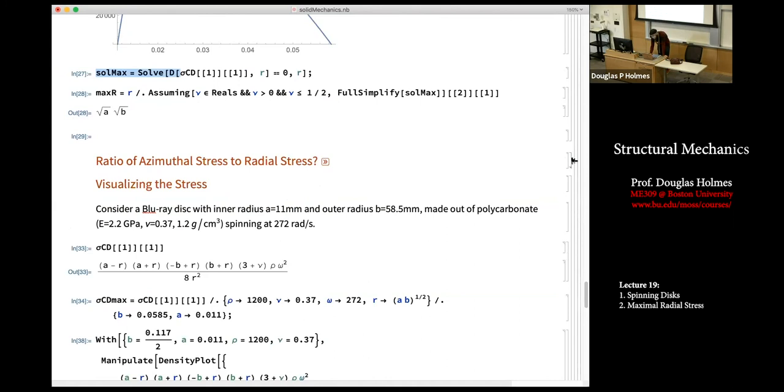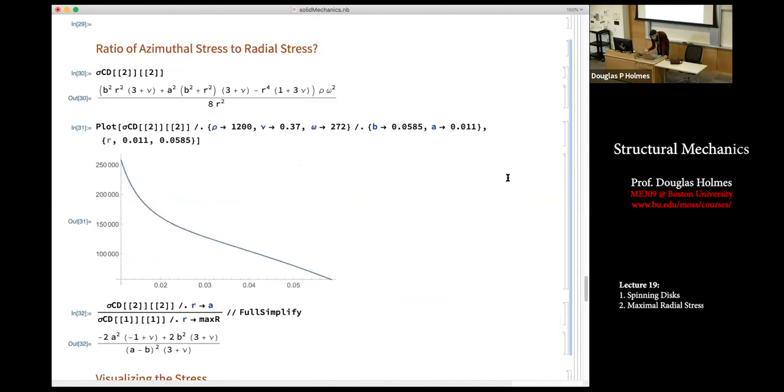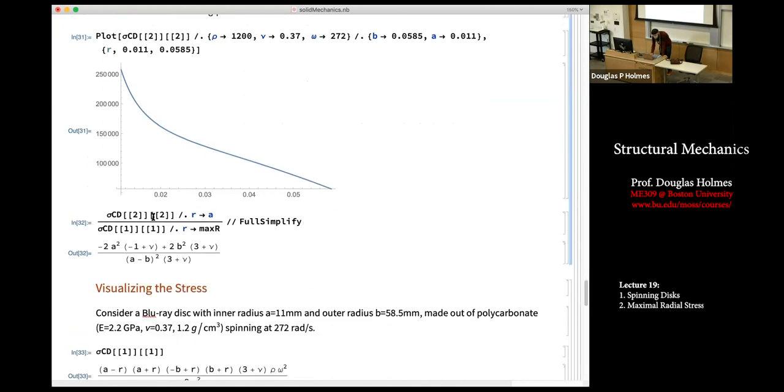You could also ask other questions like, hey, is the radial stress the largest? Is the radial stress the smallest? The azimuthal stress is not zero at the edges. You can see here the azimuthal stress at the inner boundary of the CD is really, really large. And the azimuthal stress decays as you get further towards the edge of the disk. This is a non-trivial function here, but you can compare your azimuthal to radial stresses to understand, in your spinning disk, what are the stresses that are going to cause failure? Is it the radial stress? Is it the azimuthal stress?